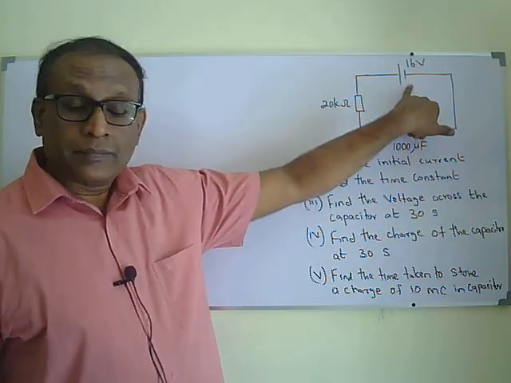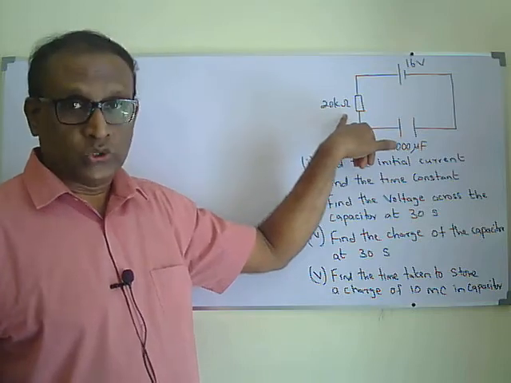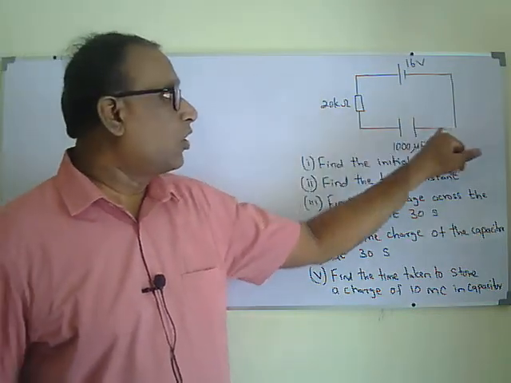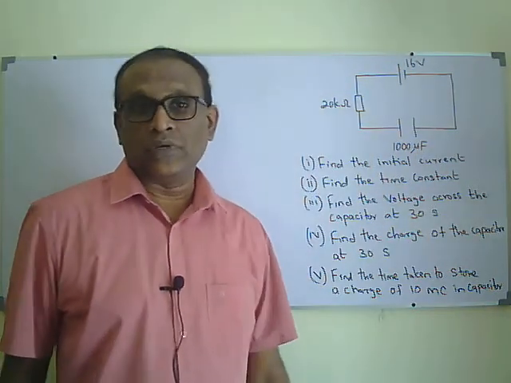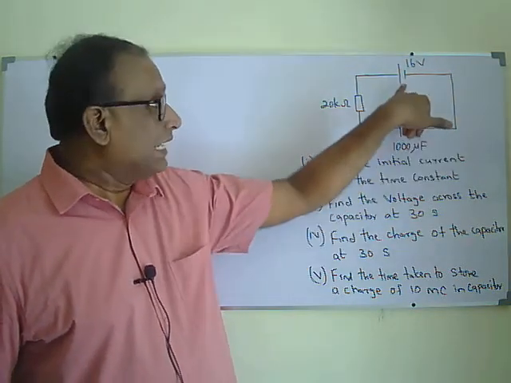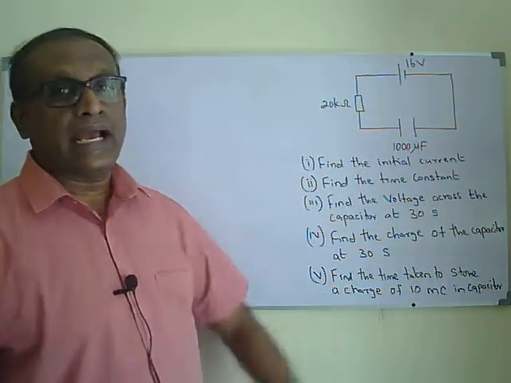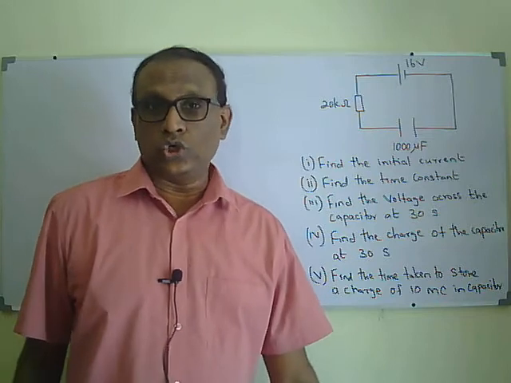The power supply might have internal resistance, but that resistance is also included in the total resistance because all are in series connection. So the resistance of the wires, resistance of the capacitor, internal resistance of the cell, everything is included as the total resistance of 20 kilo ohms.